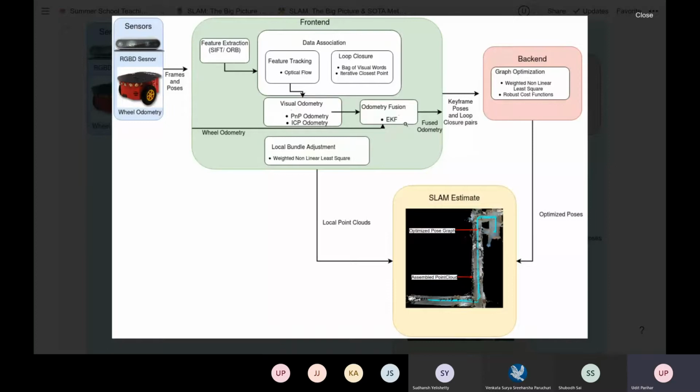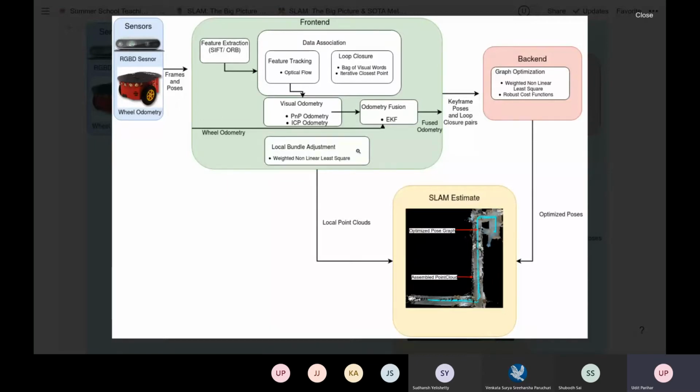There are some SLAM packages which also use local bundle adjustment. As Shubodh mentioned earlier, bundle adjustment provides better accuracy than pose graph optimization, but it is at the same time computationally expensive. But you can afford to do local bundle adjustment around your newly inserted keyframe to get a better estimate. Let's say you get a current image, and you have a robot and a map which the robot has mapped.